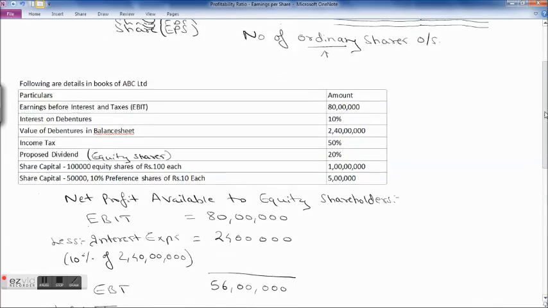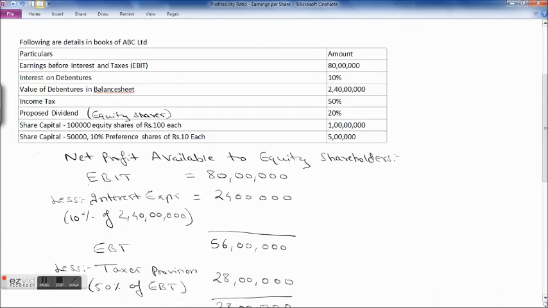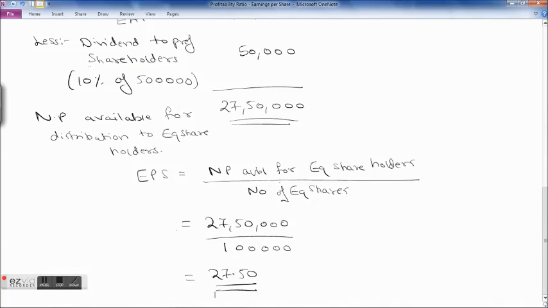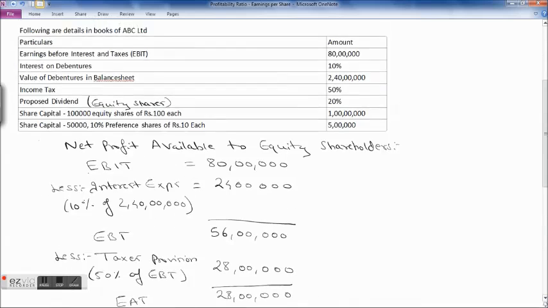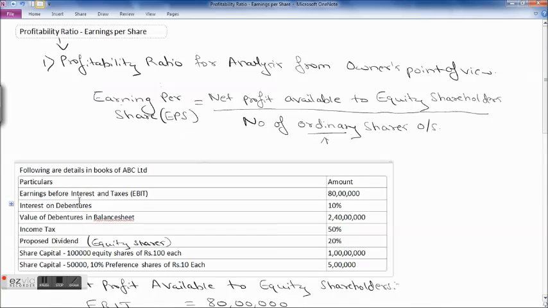So this was about earning per share. Every equity shareholder will be interested to know the earning per share, since they should know what profit or earning they are getting for the amount invested in the equity share. So this was about earning per share. Thank you.